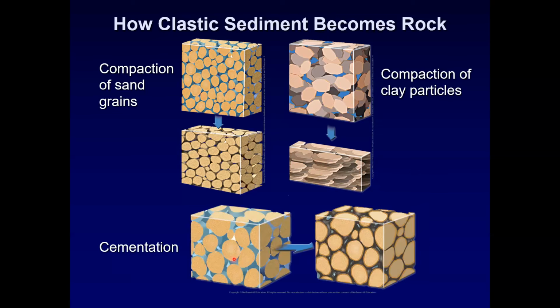With cementation, open spaces between grains allow mineral-rich water to flow through and deposit minerals, which then bind the grains together and make the sediment harder. Some common cements would be calcite, quartz, and hematite.